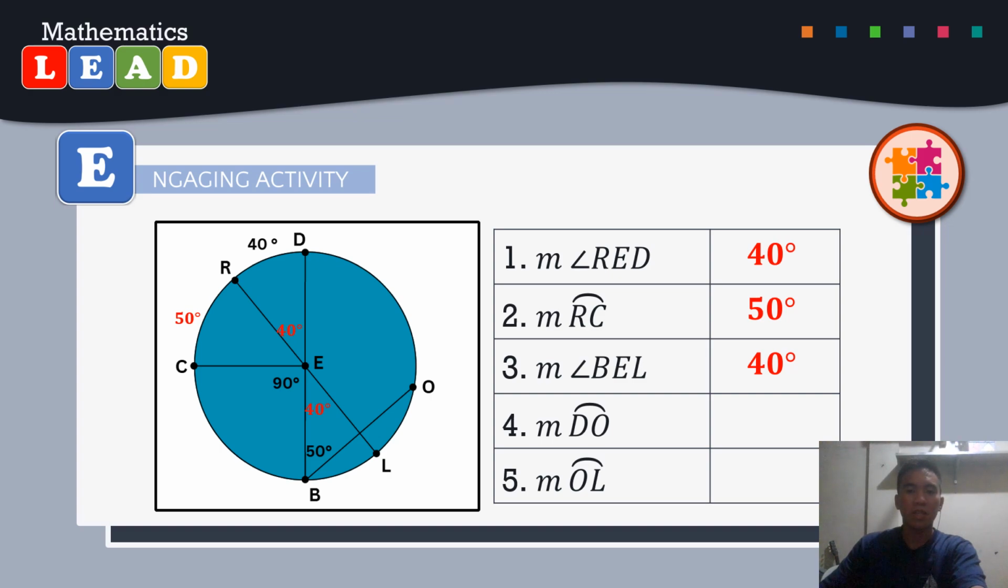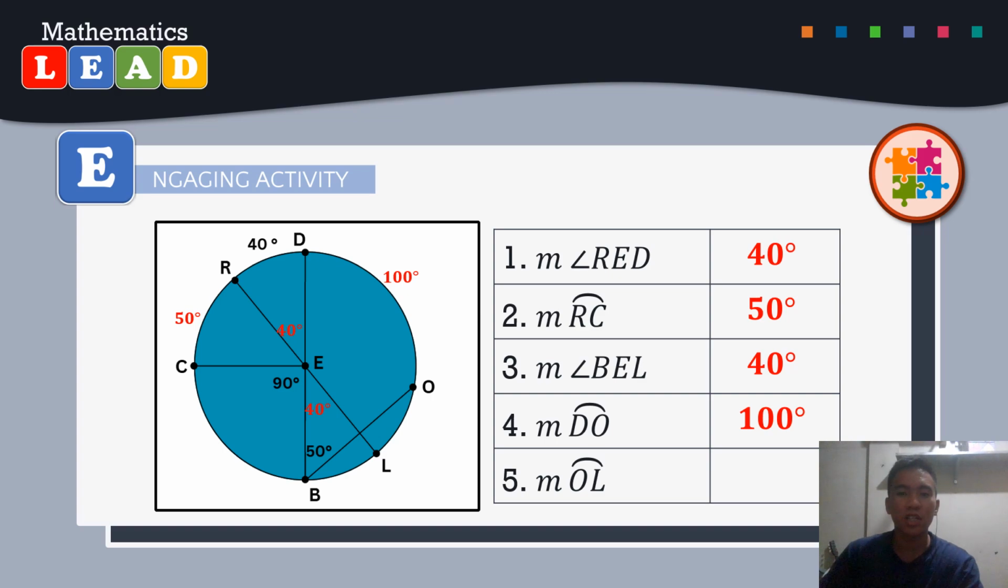Now, can you give me the measure of arc DO? Yes, arc DO measures 100 degrees. Angle DBO is an inscribed angle, which means that it's half of the measure of its arc. To get the measure of arc DO, we multiply 50 by 2, since the intercepted arc is twice the value of an inscribed angle. Therefore, arc DO is 100 degrees.